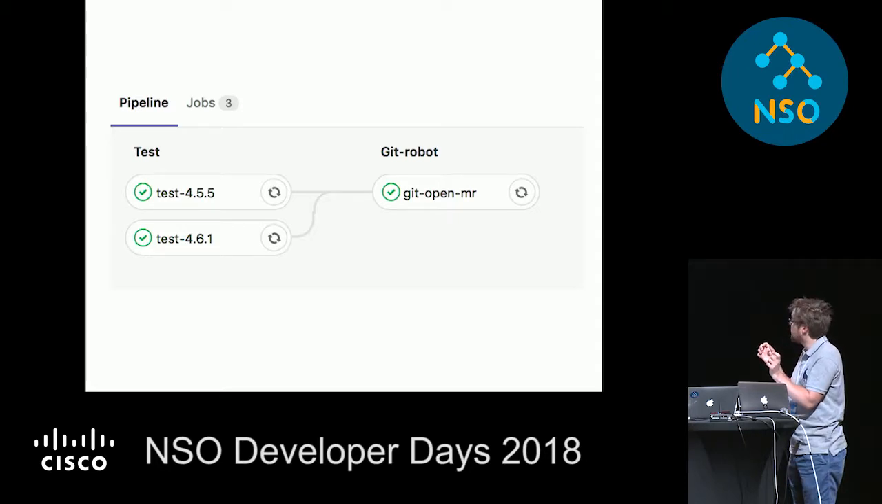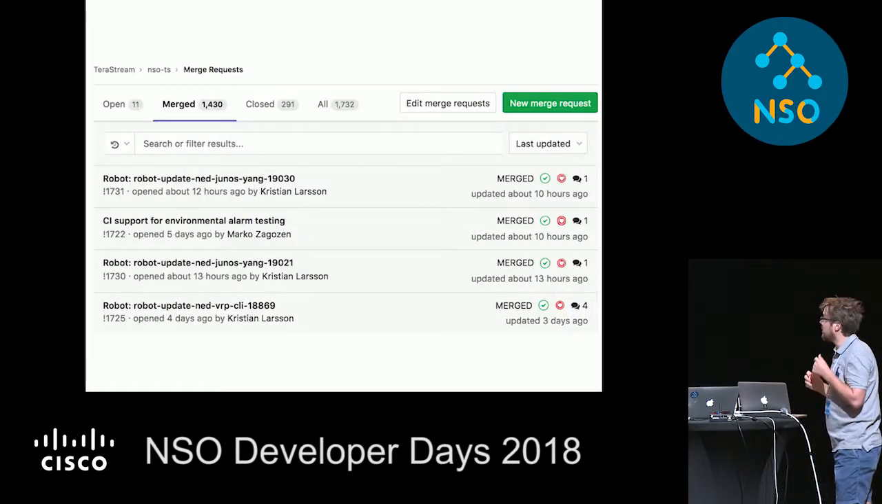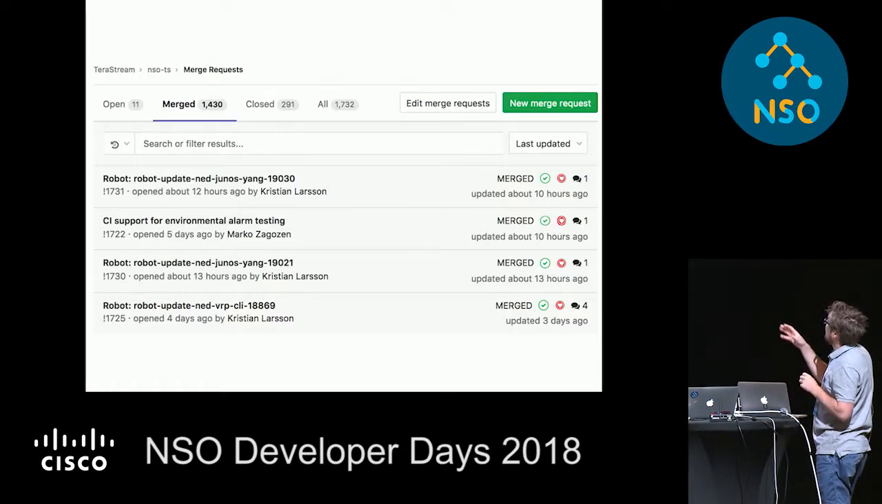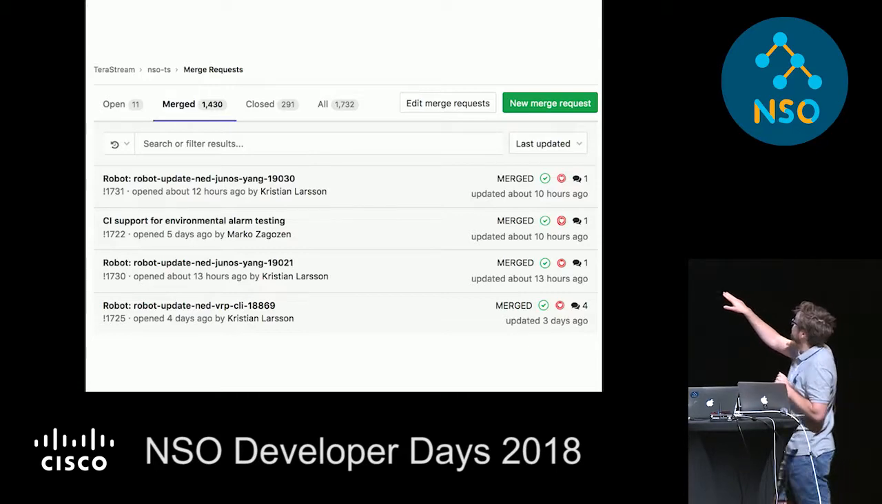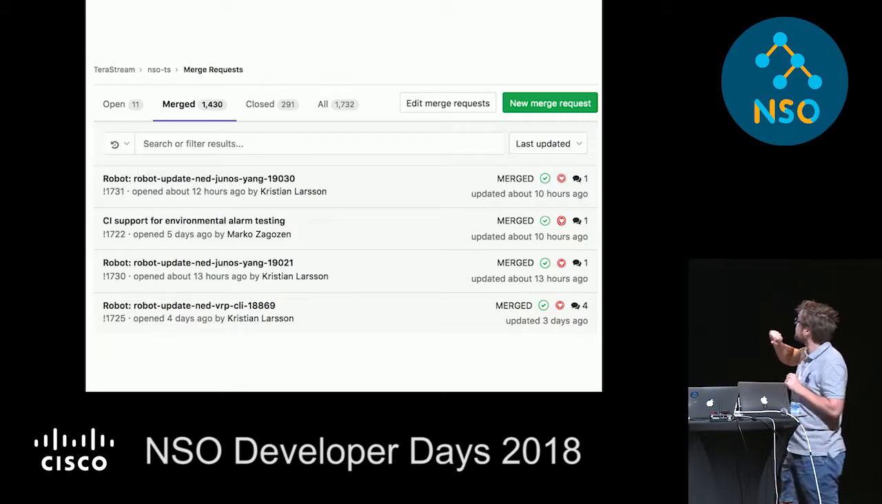So I mean, we're in NED UNOS Yang, I think that's the NED. It will update that line and fill in the new version number that it should be used, that it just produced. And then it opens up a merge request. So this is what it looks like on the NSO TS. Unfortunately, I don't have any of these right now, I think. So we're going to have to look at a screenshot from before. Here's one of those merge requests. Robot update NED UNOS Yang 19030.